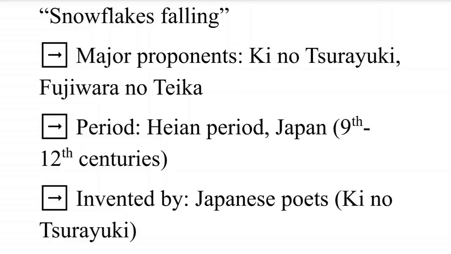Haiku was invented during the Edo period, and tanka originated during the Heian period, that is the 9th to 12th centuries. Haiku is invented by Matsuo Basho, who is a Japanese poet, and tanka is invented by Ki no Tsurayuki, who is also a Japanese poet. Haiku is a 3-line poem and tanka is a 5-line poem. And both the forms originated in Japan.